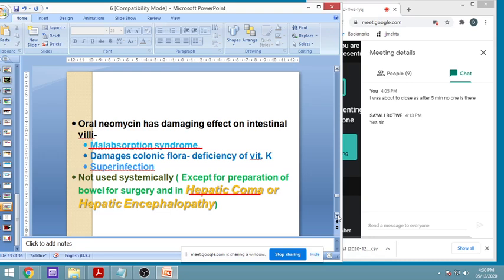So it is not used systemically, it is used only for preparation of the bowel for surgery, as a single dose. When somebody has to go for GI tract surgery, it is given so that these colonic bacteria are not there. It is used in hepatic coma or hepatic encephalopathy, which is a very serious case. Otherwise it has no big role.